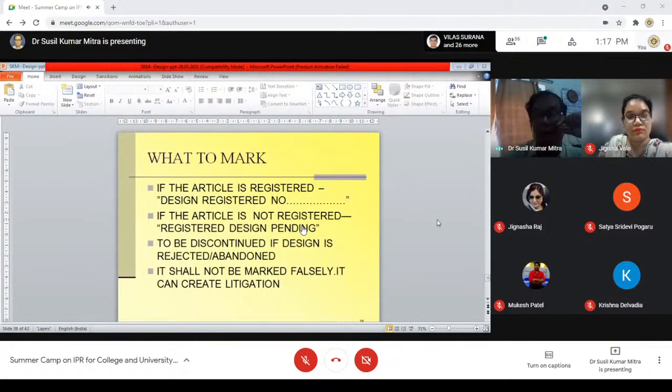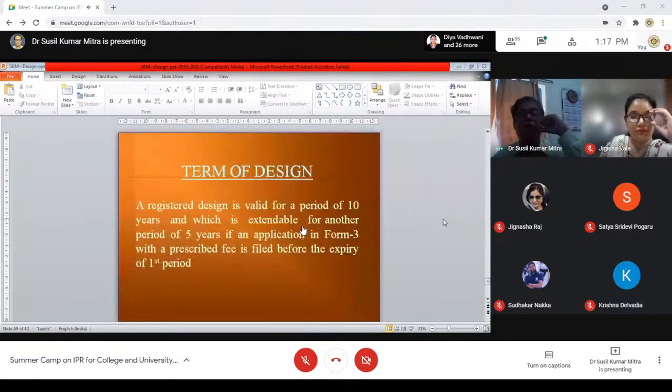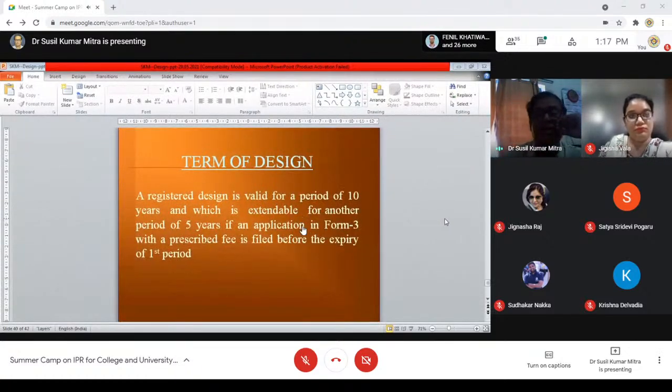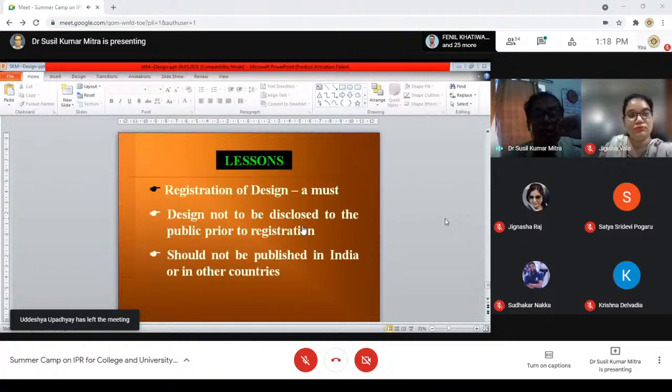So what to mark? You have to mark the registration number, so that it cannot be copied by others, but it should be discontinued when your design is rejected or abandoned. And also, you should not mark your product with any false design number, because it will be a punishable offense in the eye of law also. Now, the term of design I have already mentioned: 10 plus 5, 15 years. I am giving lessons quickly, because time is very short.